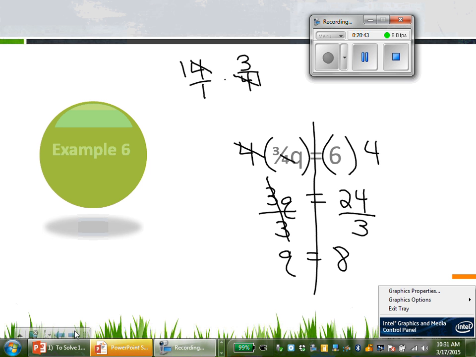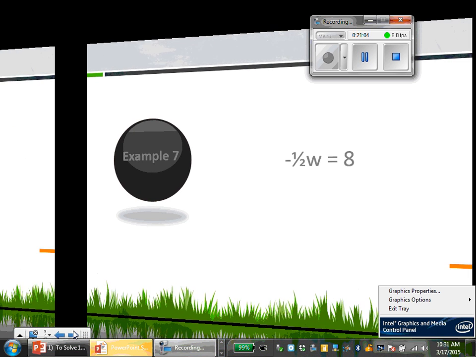Okay. First block said, does that work every time? Yeah. To get rid of a fraction, you multiply by the denominator. What will happen? It'll cancel out. And you just bring down the numerator. No fraction. Okay? So let's look at another one.